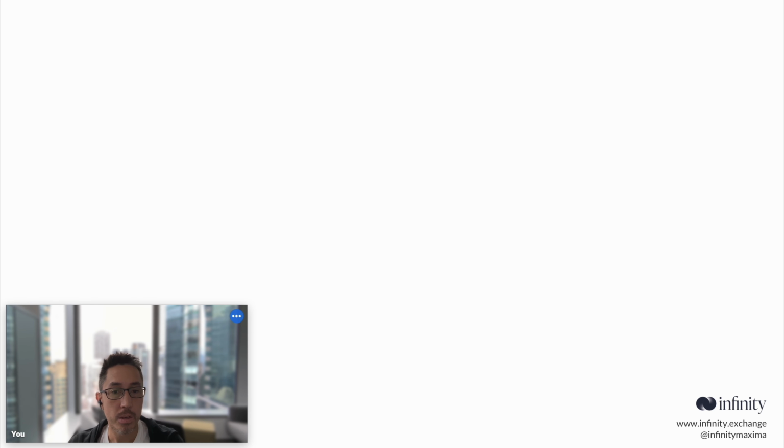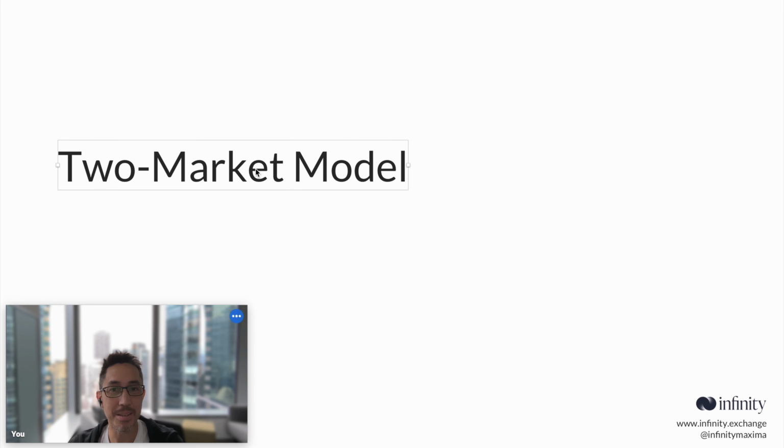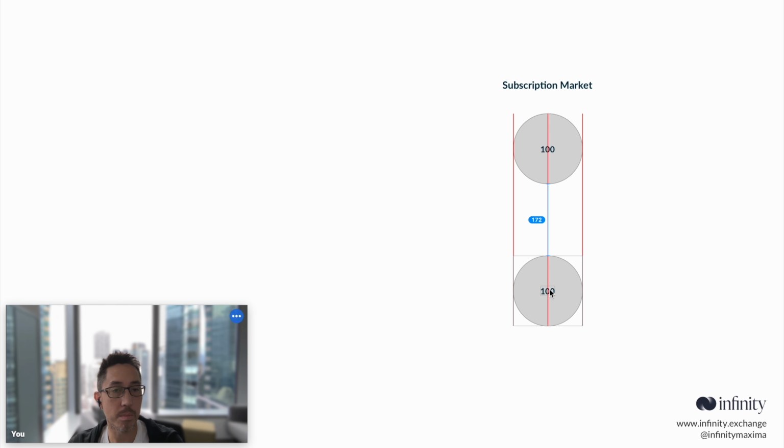Okay, so we're talking about our two-market model again. As I mentioned, it is a more efficient model for lending protocols. The way it works is we start off with something we call a subscription market. It's a two-market model. I'm going to be drawing two boxes, maybe more than two boxes, but there's going to be two markets. In the subscription market, you effectively have an equal number of lenders and borrowers.